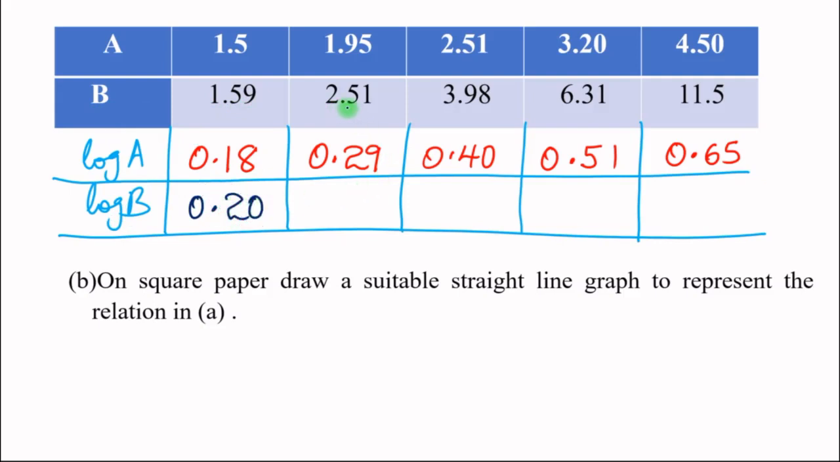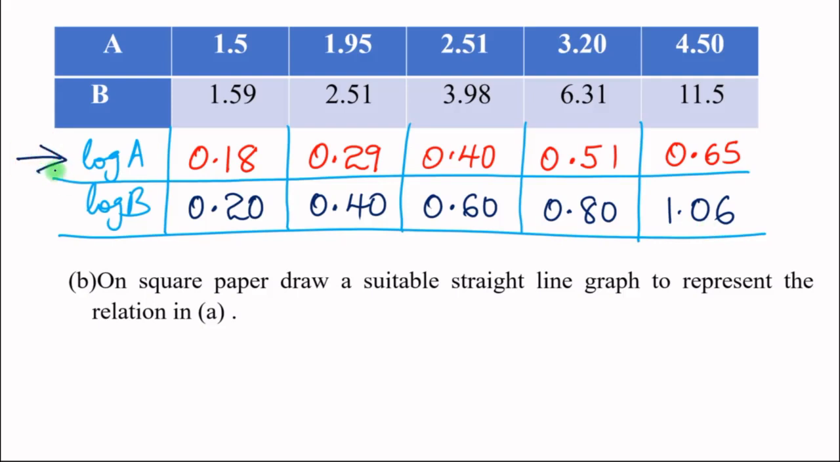Then log of 2.51 we get 0.40. And then log of 3.98 we get 0.60. Then log of 6.31 we get 0.80. And then log of 11.5, that will be 1.06. So now we have come up with the corresponding values of log A and log B.